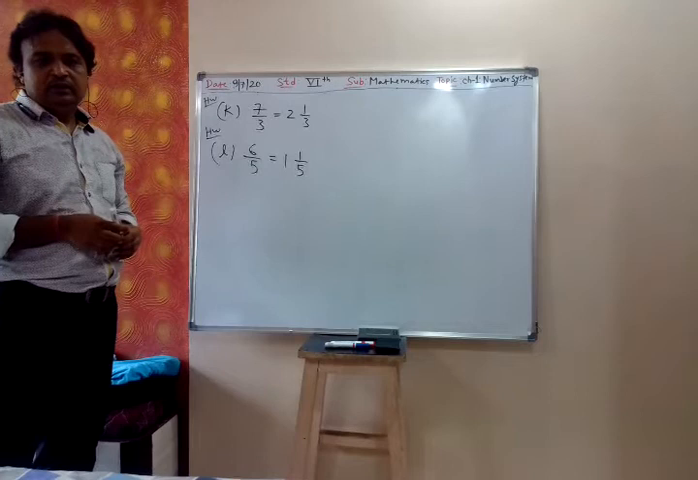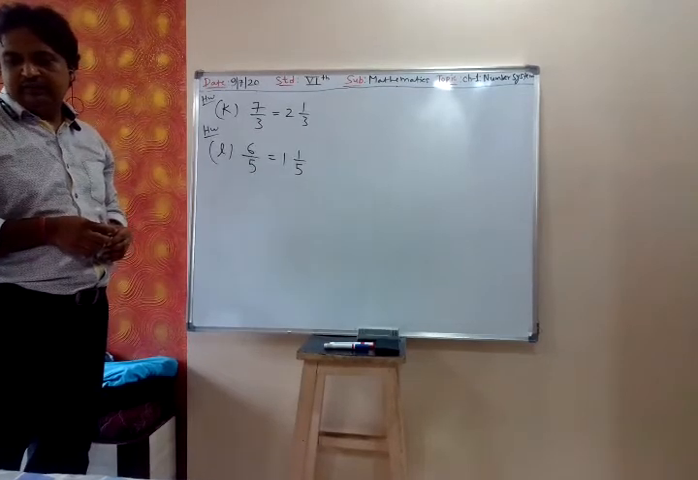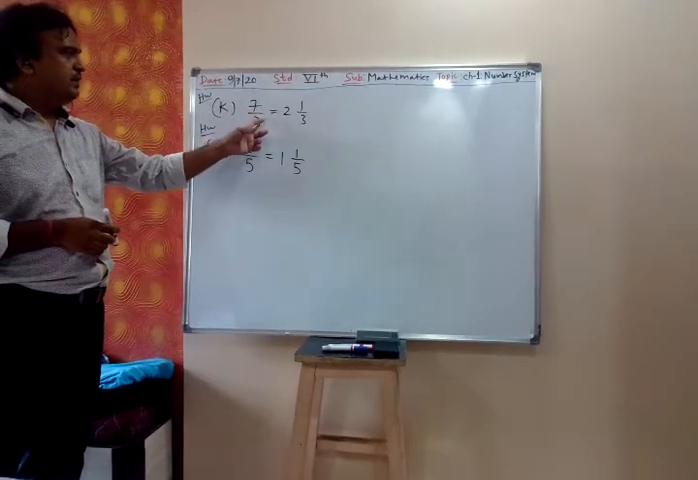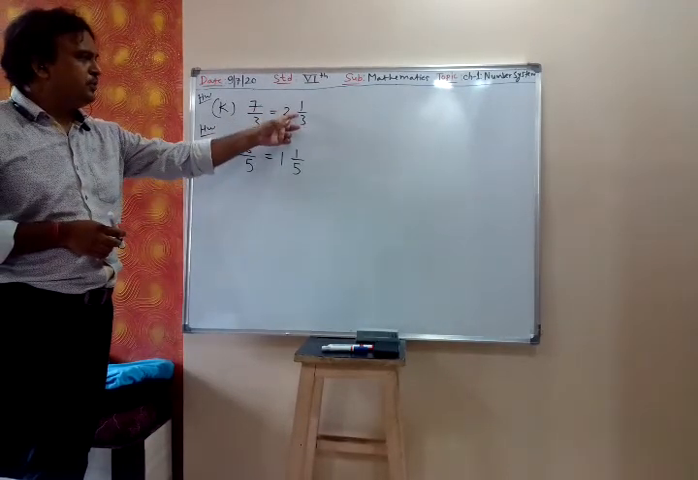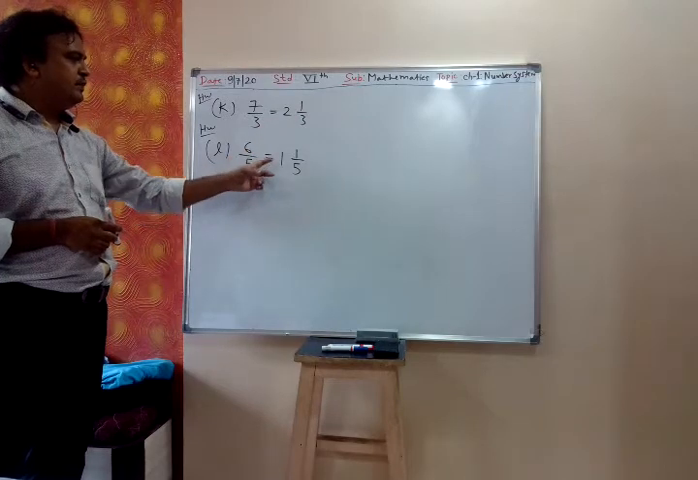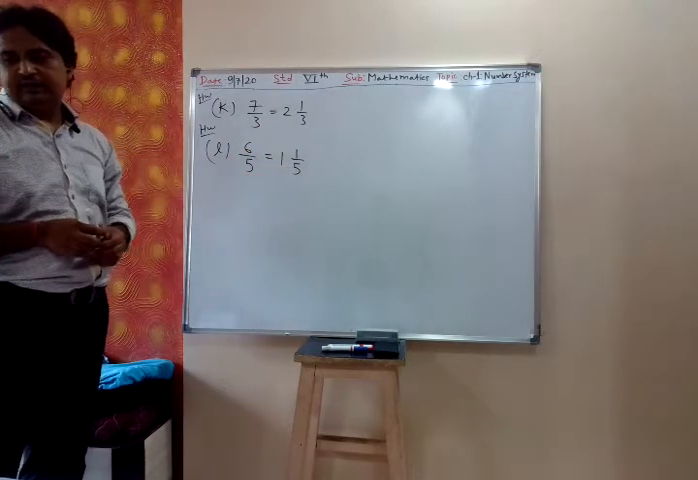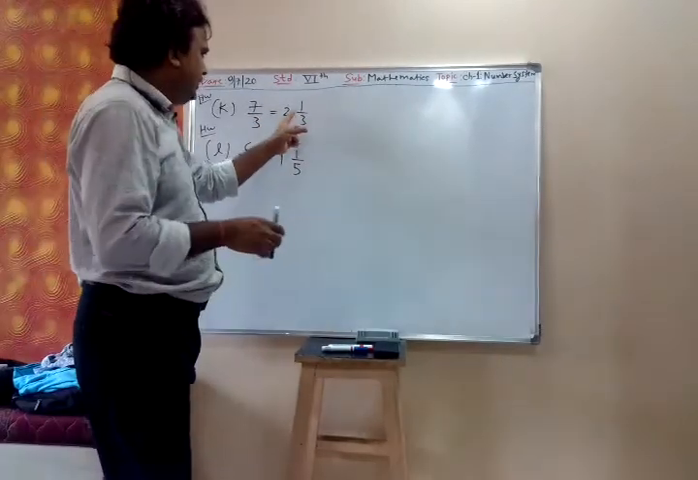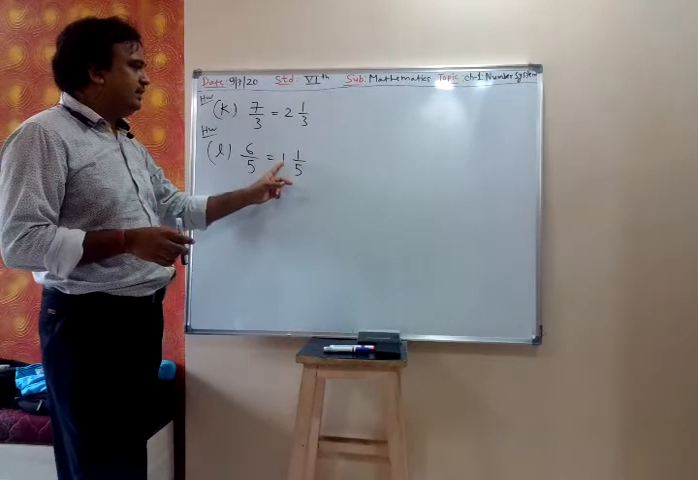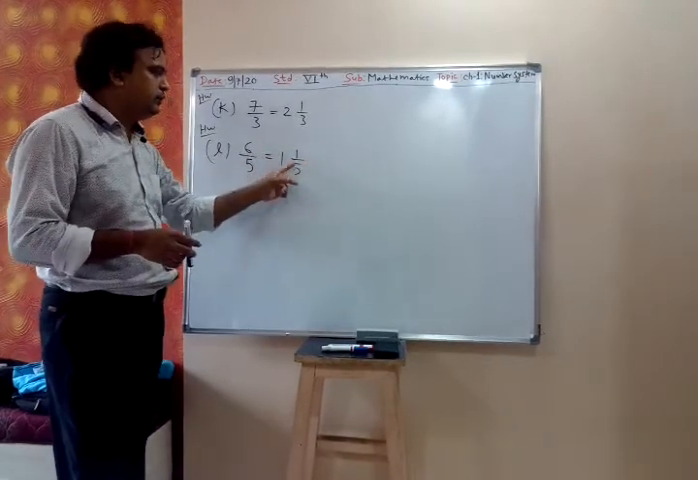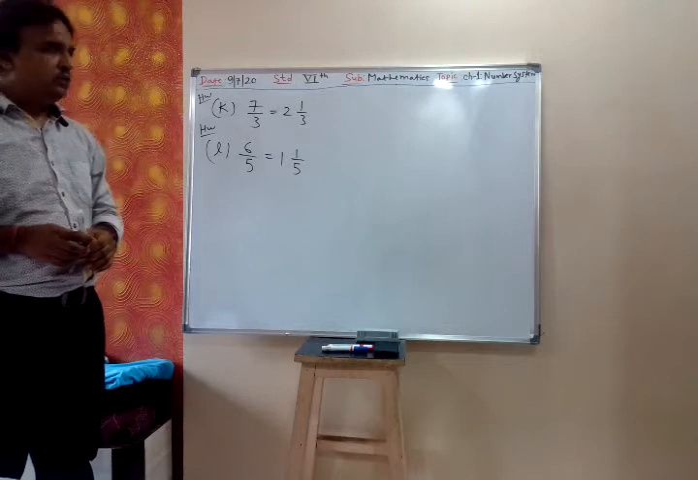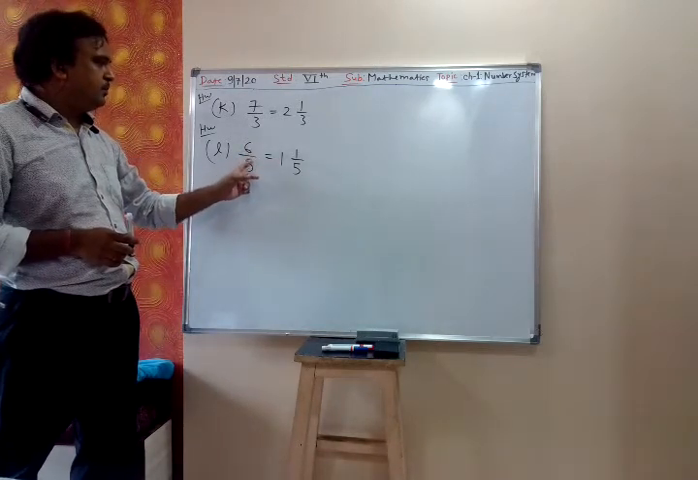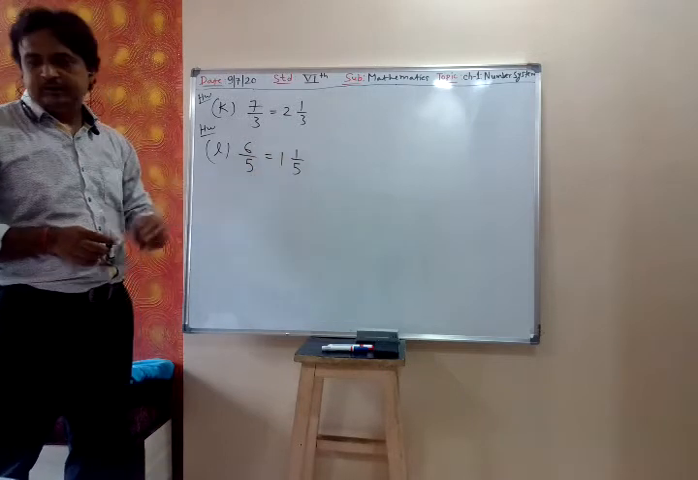Now it is coming clear. 7 upon 3 is a mixed fraction, 2 is to 1 upon 3. 6 upon 5 is 1 is to 1 upon 5, a mixed fraction. So you will divide the number line between 2 and 3 into 3 equal parts. There you will divide the number line between 1 and 2 into 5 equal parts. Mixed fraction 6 upon 5 means 1 is to 1 upon 5.